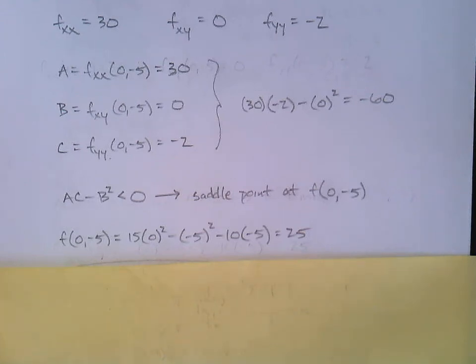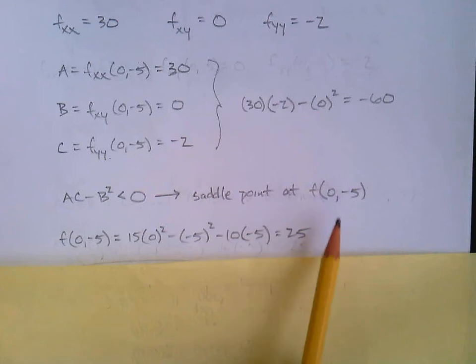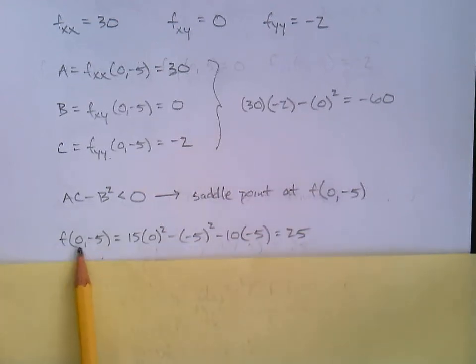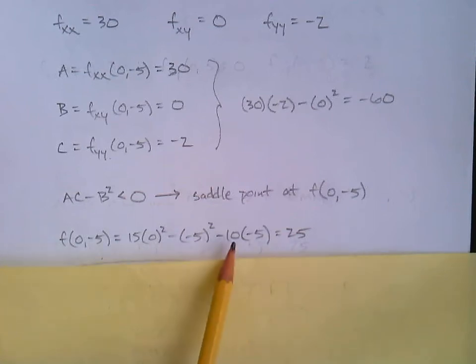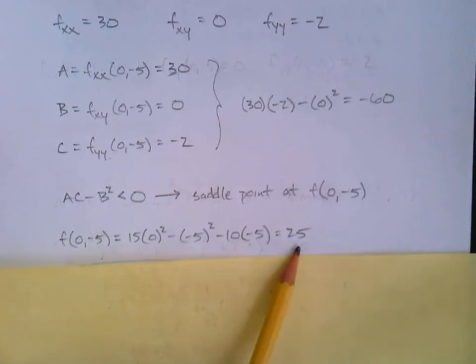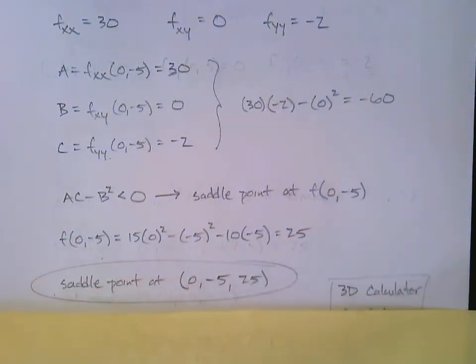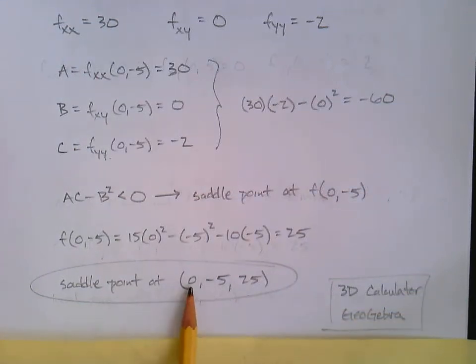A couple chapters back. So we're going to take 0 and negative 5 and plug them in for the x and the y. So going back to the original function, 15 times 0 squared minus negative 5 squared minus 10 times negative 5 gives us negative 25 plus 50, positive 25. And so we can say that there is a saddle point at (0, -5, 25).